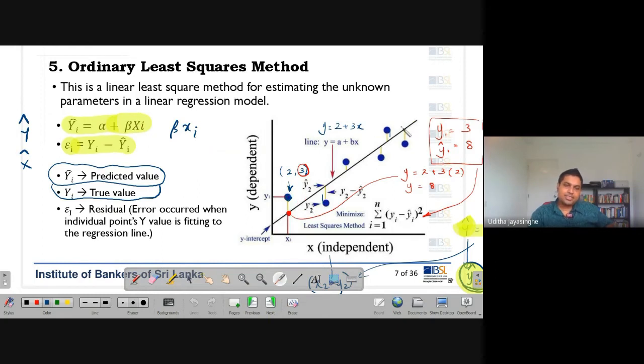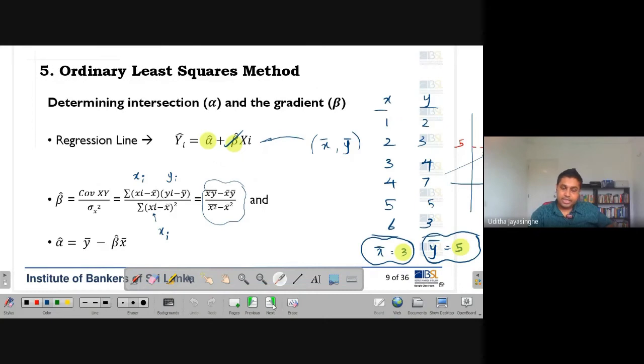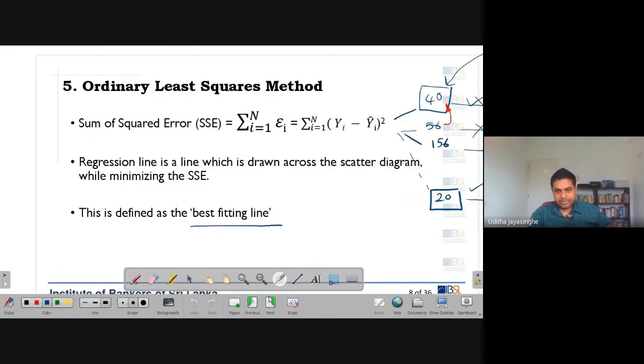The first set of equations that we used under this methodology is nothing but this SSE calculation and the minimization. But then again, we know that in practice we can't use this SSE and draw best fitting lines and get these 20s and 40s and 50s and 150s. No, it's going to be a never-ending scenario.